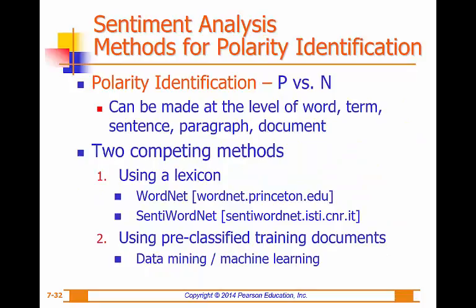So the polarity, positive or negative, can be made at the level of the word, and there's a couple of methods. One's using a lexicon, and WordNet is one that was out there, and SentiWordNet is the other one that's out there. Otherwise, you can use pre-classified training documents. So again, training is when you have a system that you're training to learn that these words are considered positive, these words are considered negative. So you can use a pre-built one, or you can use an already classified document to learn from. That helps identify the polarity.